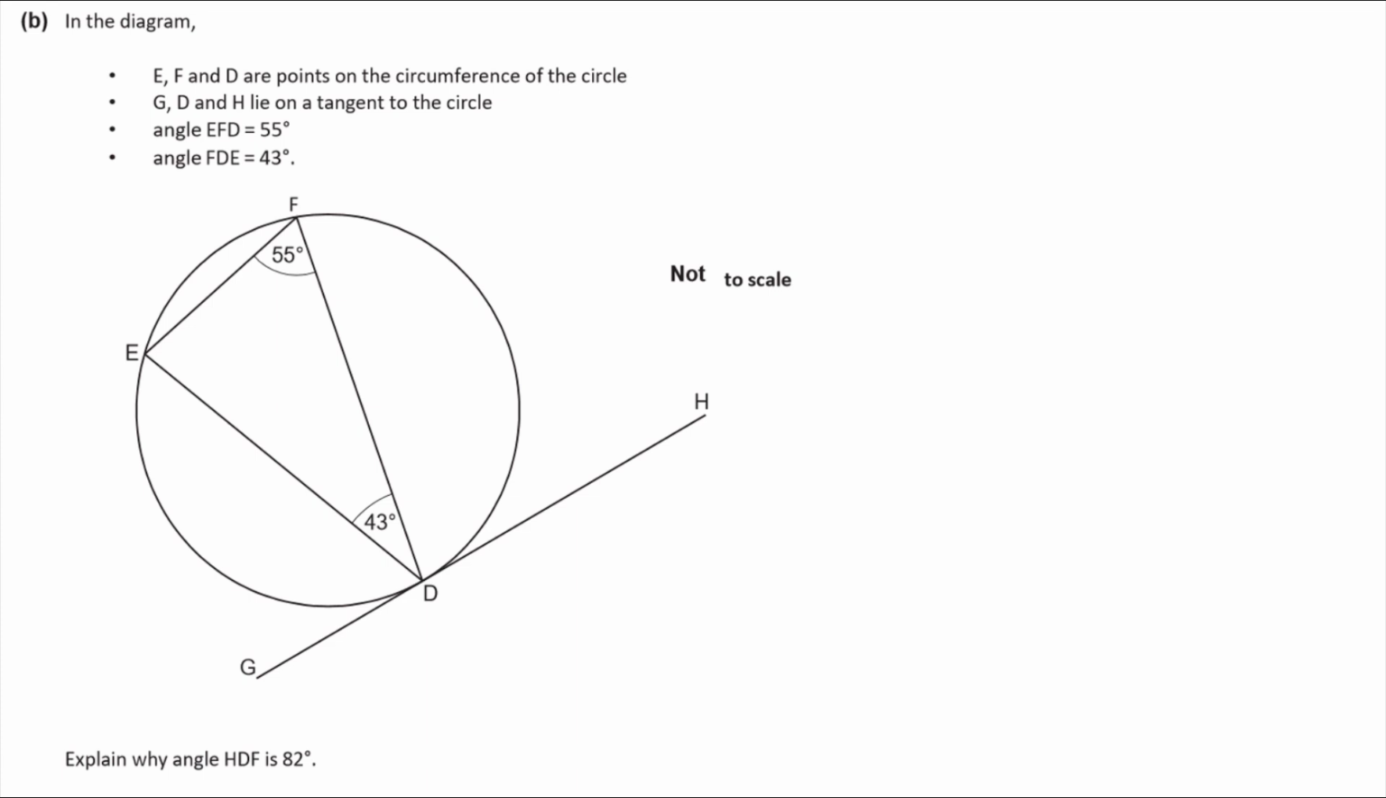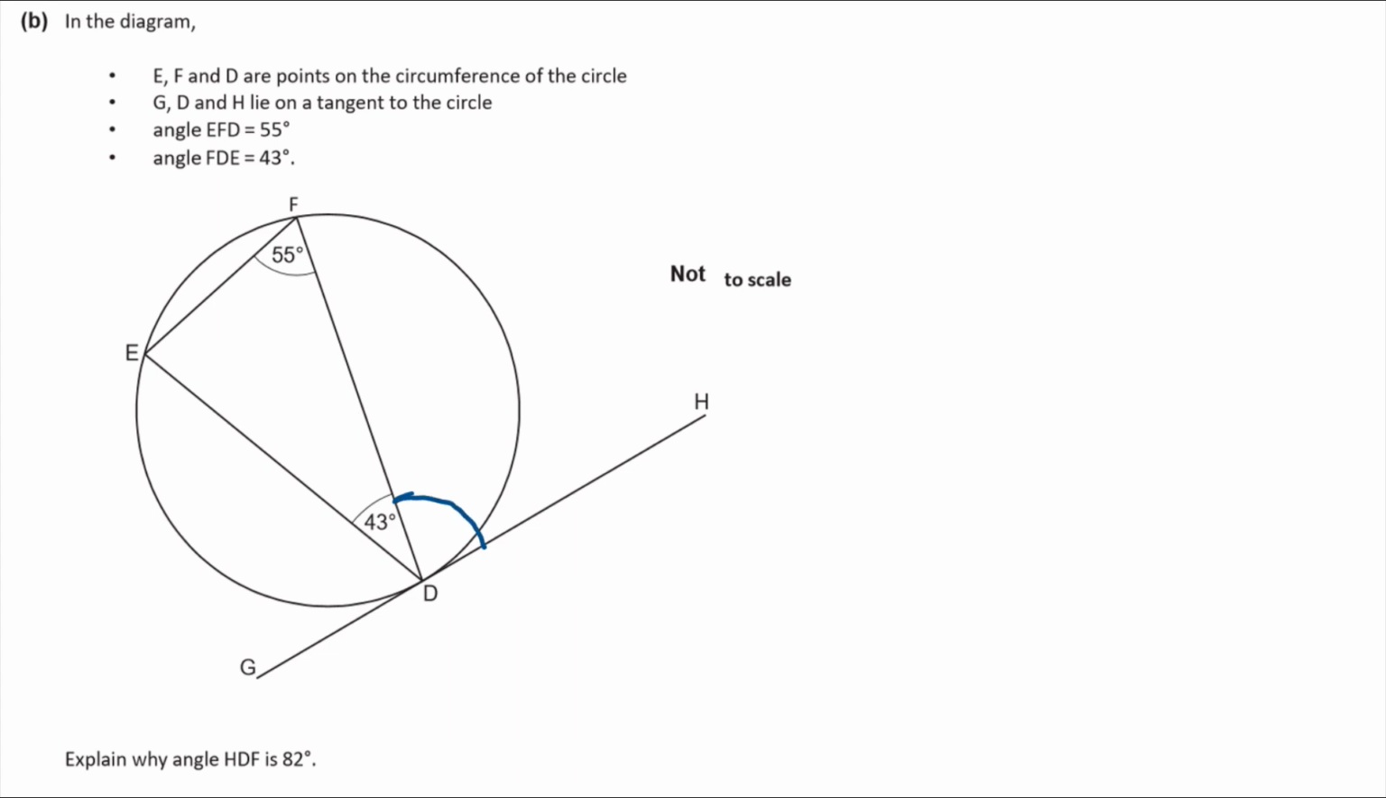In the diagram, E, F, and D are points on the circumference of the circle. Yeah, they're all there. GDH lies on a tangent to the circle. Yes, it does. Angle EFD is 55 degrees. That's on there. And angle FDE is 43 degrees. That is on there. Explain why angle HDF is 82 degrees. Where's HDF? So we're talking about this angle. Okay, this angle here, that's HDF.